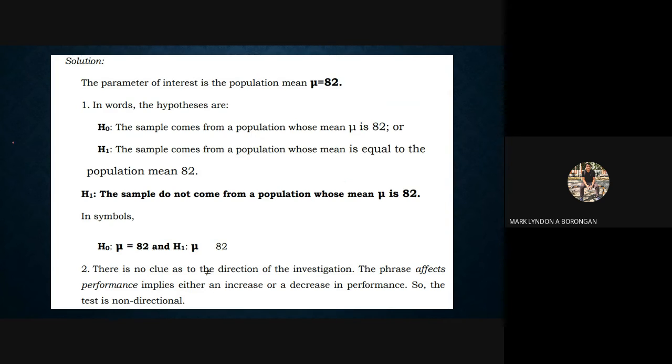Ay, H sub 0 diay ni siya. H sub 0 ra gyapon ni siya, guys. Okay, equal man gud. So ni siya ato ang alternative, no, ang H sub 1. So the sample does not come from a population whose mean mu is equal to 82. So wala daw siya naggikan ana. So in symbols, H sub 0: mu is equal to 82, and H sub 1: mu is not equal to 82. So na-state na nato siya sa tong 1, no? Sa tong 1.